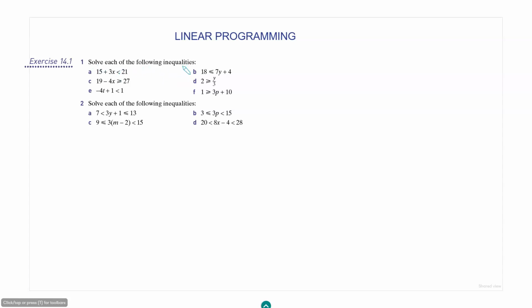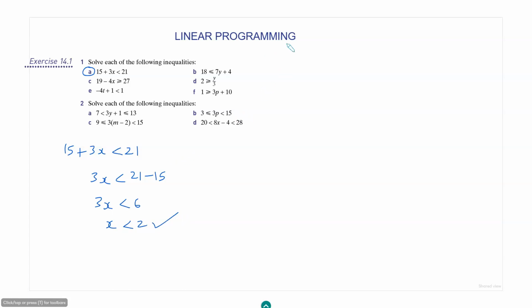Here you have some inequalities and we need to solve them. Let's start with the first one: 15 plus 3x less than 21. How do you solve this? Move 15. So 3x less than 21 minus 15, that means 3x less than 6. Then 6 divided by 3, so x less than 2.